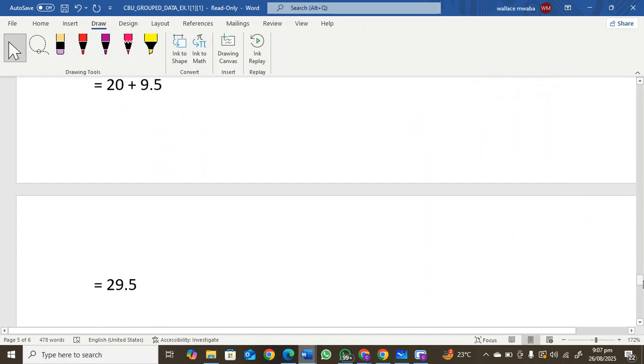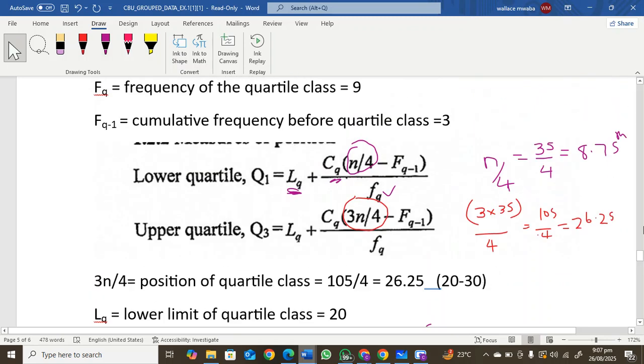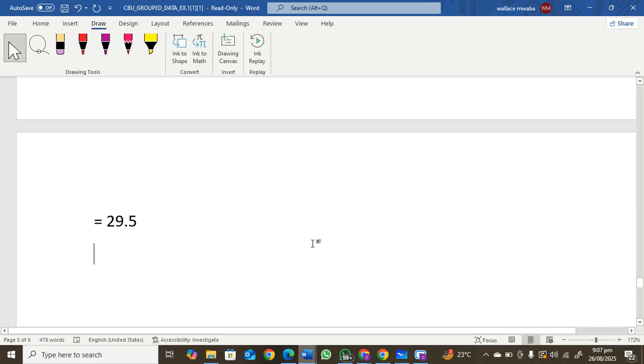Use this as a guide, colleagues. Whatever answer you get, check if it's between the class limits. That will be one of your guiding things to see if you're correct. So our upper quartile is 29.5. Any questions?